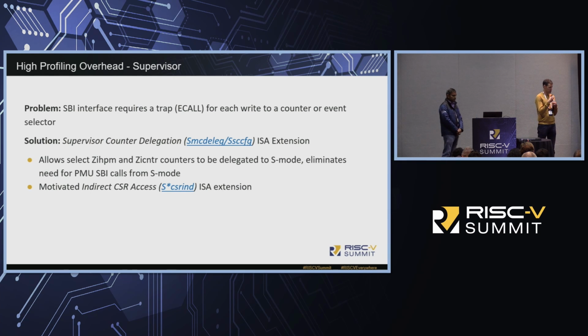If it was just when you initially set up a counter and have to take a trap there, maybe that's not such a big deal, but once you factor in that you need to be able to write counters every time you collect a sample, which a typical rate would be every millisecond or so. Also, every time you context switch, you've got to save all the counters, at least those that are in use, and restore them. Now you're starting to talk about a meaningful amount of overhead.